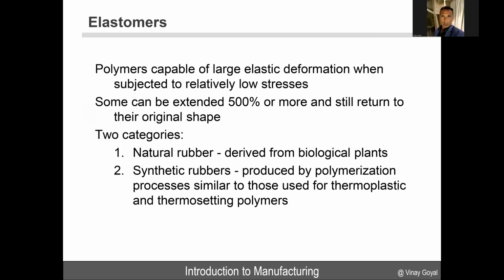When I look at elastomers, these are polymers capable of large elastic deformation when subjected to relatively low stresses. Some can extend up to 500% or more and still come back to the original shape, which is quite amazing. There are two categories: natural rubber, derived straight from biological plants, and synthetic rubbers, which are produced by polymerization processes similar to those used for thermoplastics and thermosetting polymers.